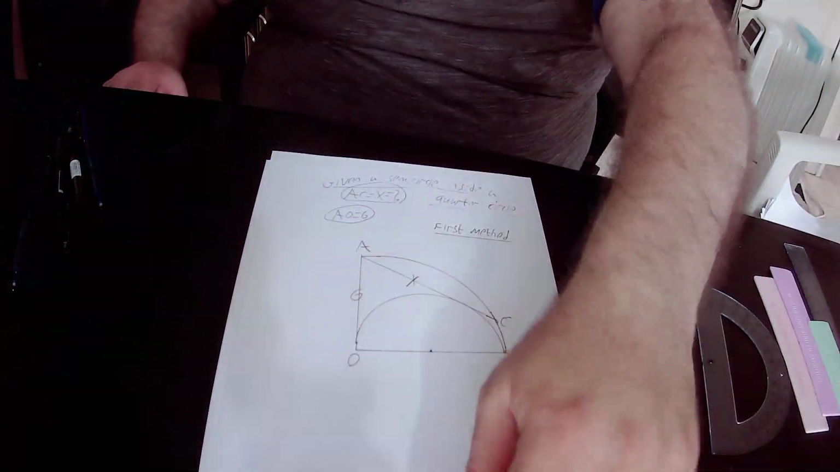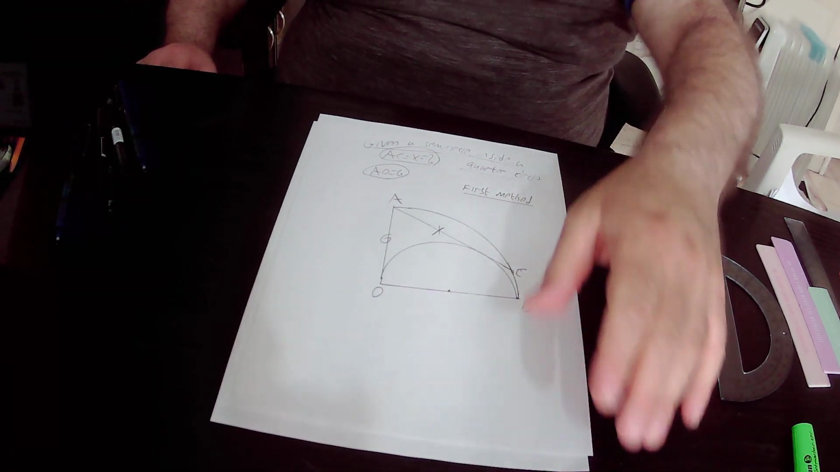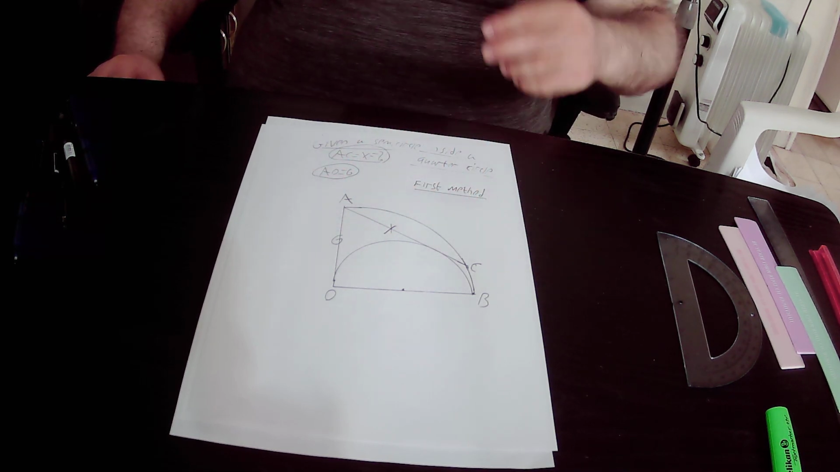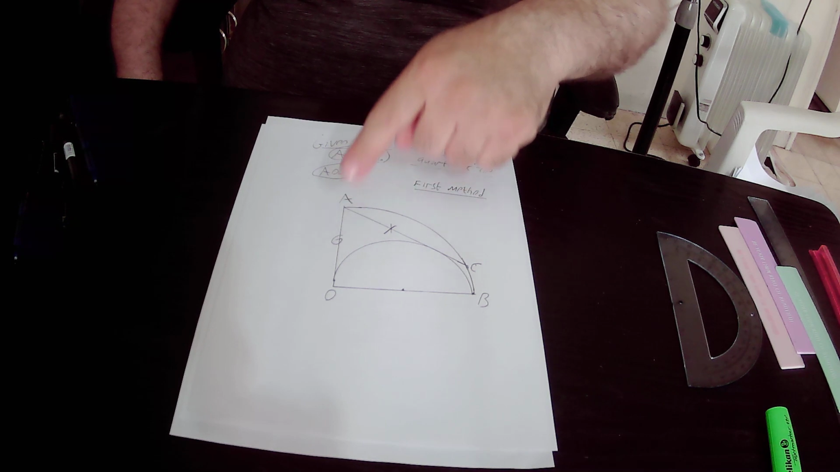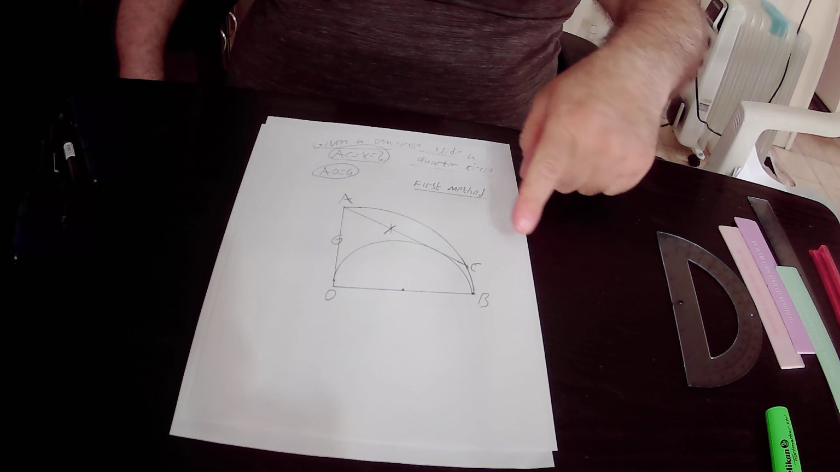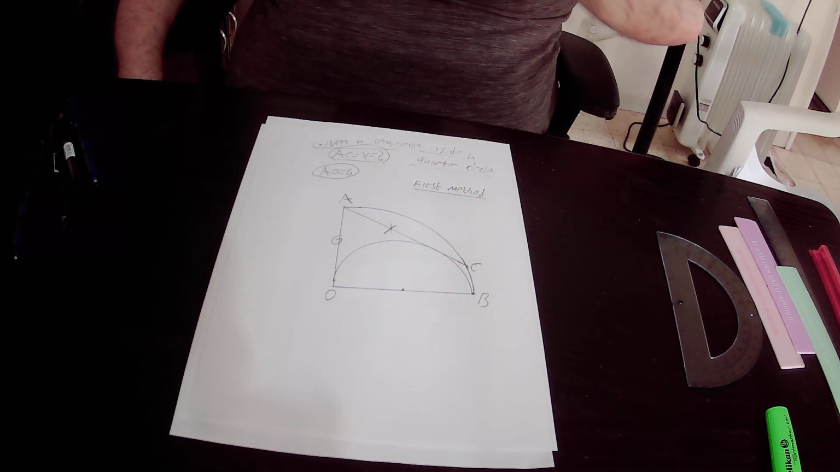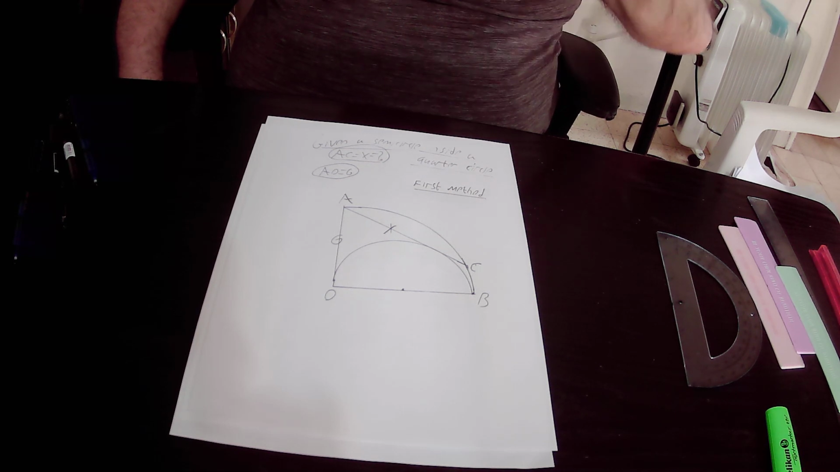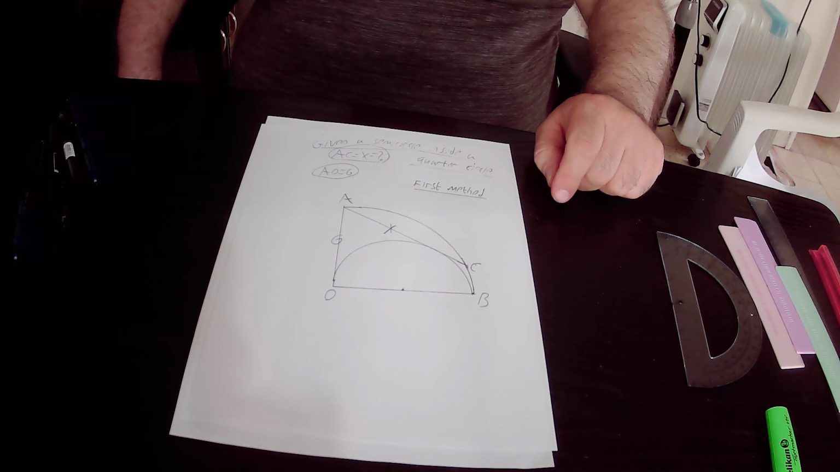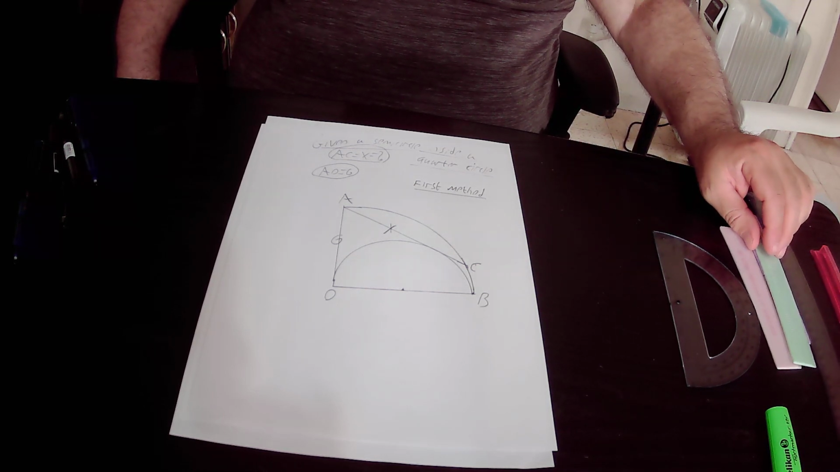Hello, in this lecture we will find out the length of line segment X using two different methods. In the drawing we have a semicircle inside a quarter circle. We know that side AO equals 6 units, and we also know that AC is tangent to this semicircle at this point. And we want to find out the length of line segment AC that is equal to X. So we'll start with the first method.